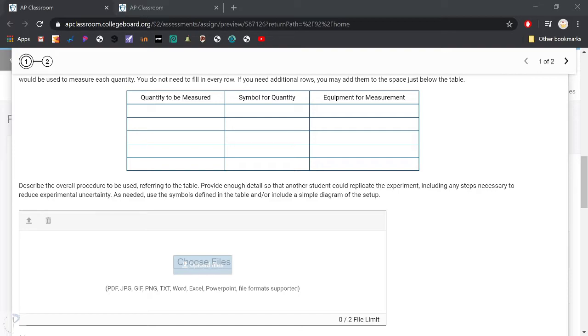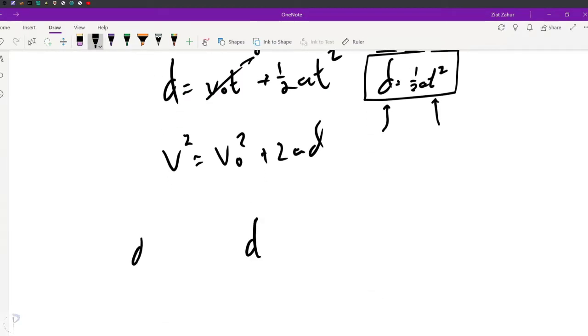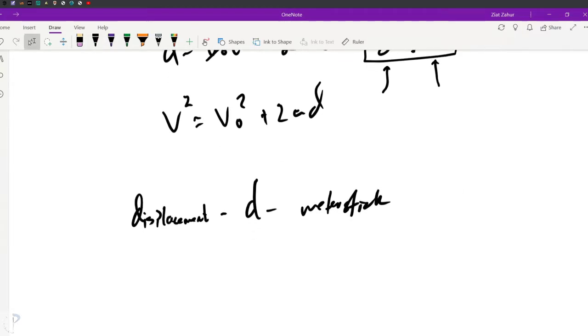Okay, so let's see. What do we need to measure? We definitely need D, which is displacement. Displacement D, and we're going to use the meter stick to do it. Meter stick. We also need time. We'll use the stopwatch. Okay, that should be good to go.